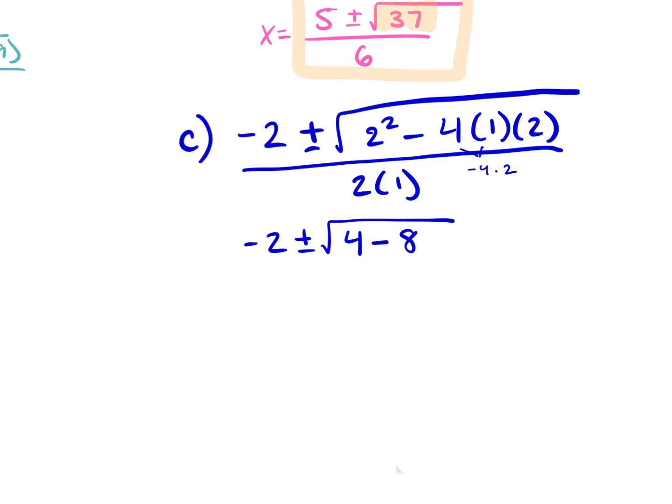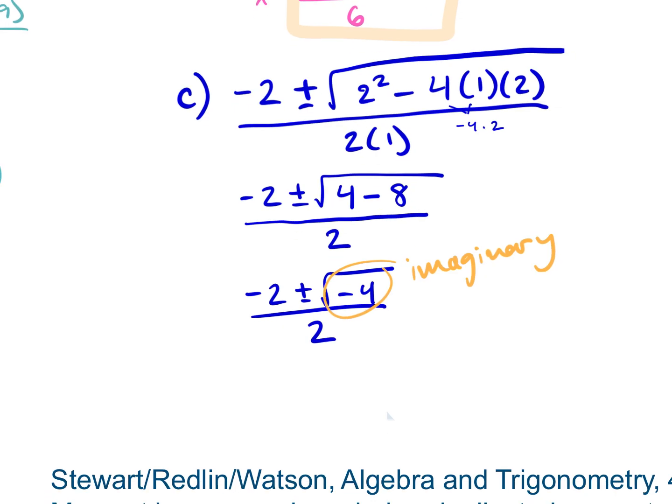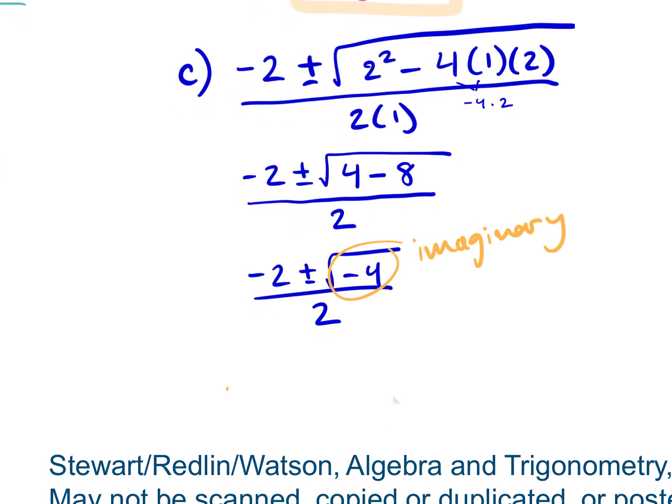Negative 8, so minus 8 over 2 times 1, which is 2. Then we can subtract. We get negative 2 plus or minus the square root of, what's 4 minus 8? Negative 4 over 2. Now what happens if we get a negative under our radical? It would be imaginary. Do you think if we have an imaginary answer that would be a real solution? No. So this would be no real solution.